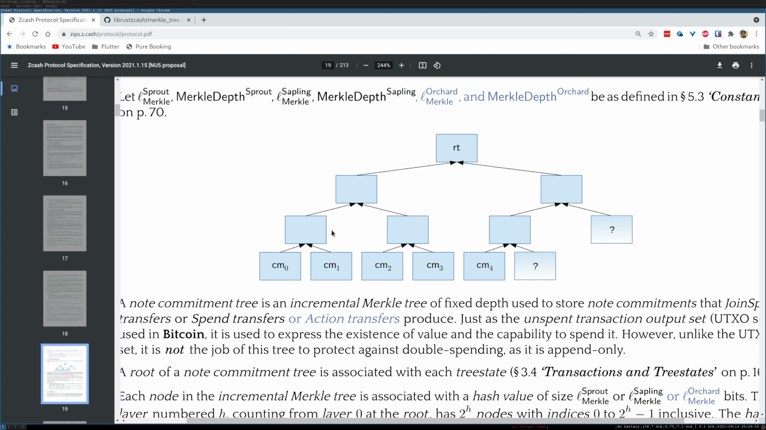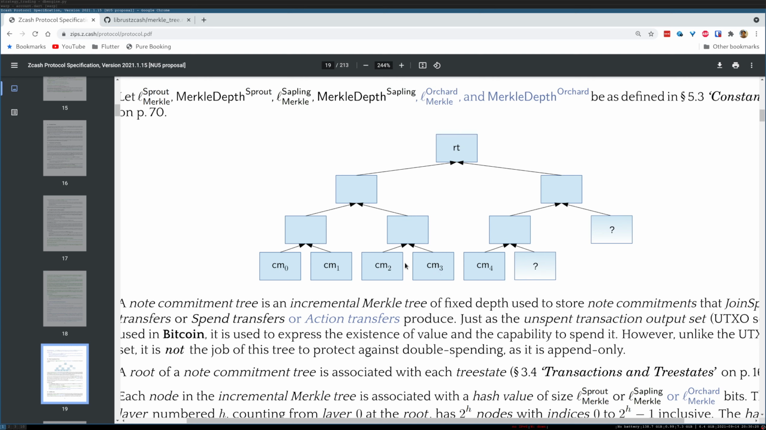Okay, so now we do CM4. We add CM4. So when we add CM4, the same thing happens as before with CM2. That is to say, left and right are both occupied, so we have to clear them. So CM2 and CM3 are again combined together, right?